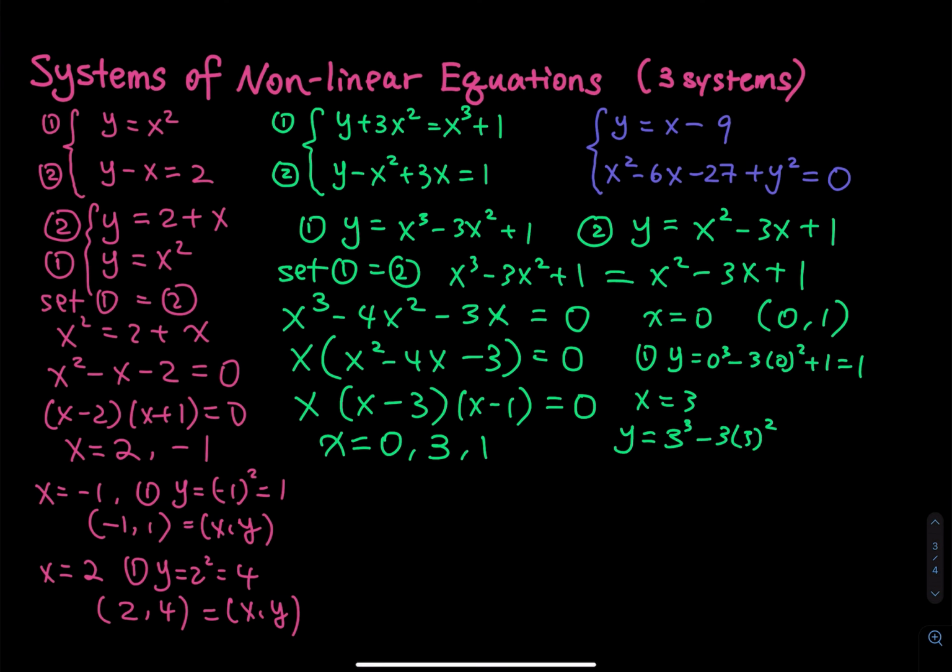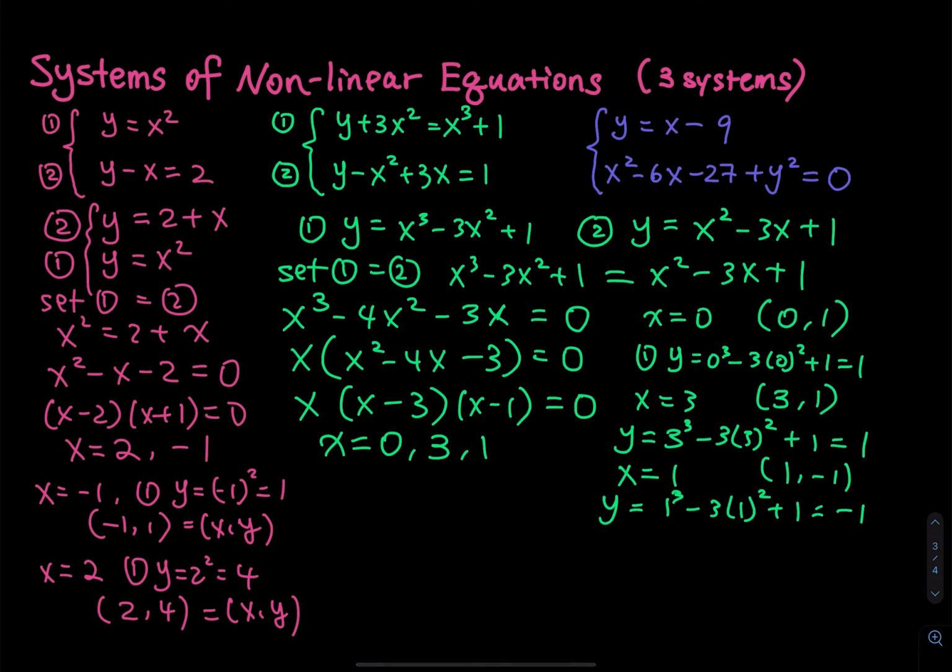So that is equal to 0. And then you add 1 to it. That is equal to 1. When x is equal to 3, y is equal to 1. And then last but not least, you have x equals 1, y is equal to 1 to the third power minus 3 times 1 squared plus 1. So you have 3 minus 1. You have a 2 minus 3 equals negative 1. So when x is equal to 1, y is equal to negative 1.